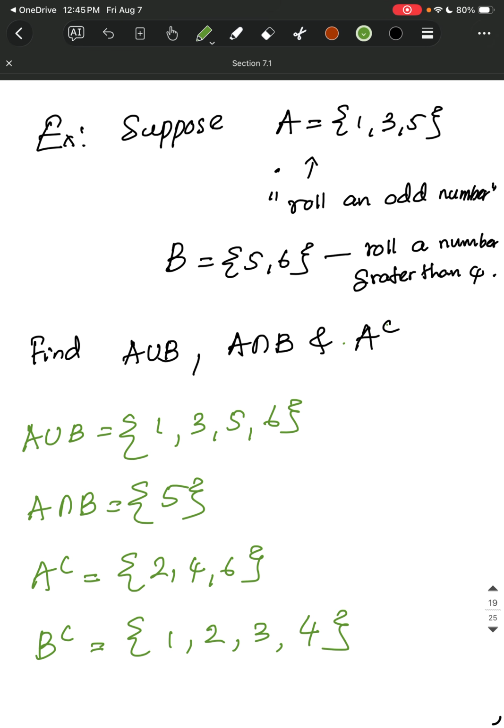Okay, this is how event operations work, the same as set operations. For events, we have the sample space, all possible outcomes. For sets, we have the universal set. Okay, let's go for the mutually exclusive events.